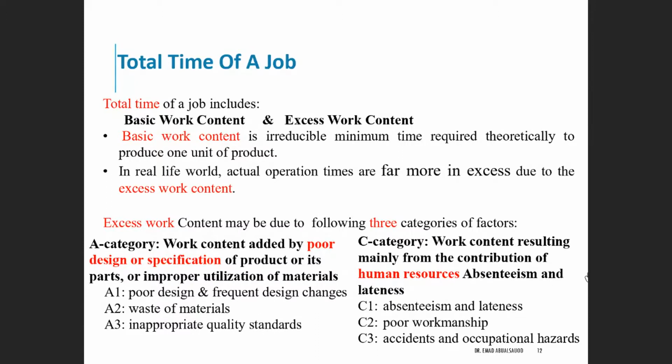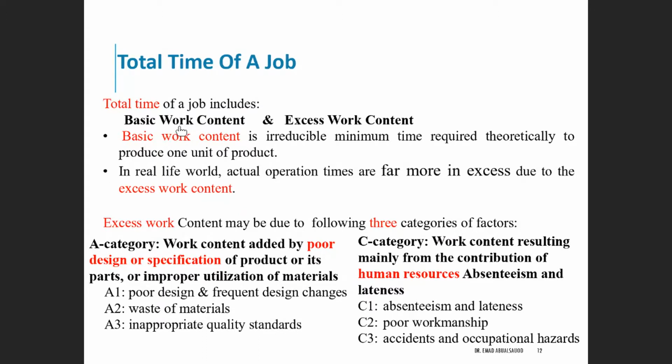The total time for a job includes two main components: basic work content and excess work content. Basic work content is the work whose time you cannot reduce, which has to be theoretically done during this time, due to the nature of that task, or due to the system or the method you are using.